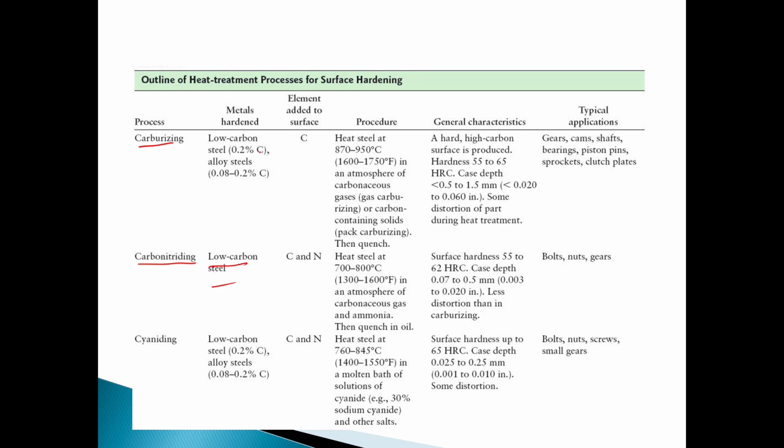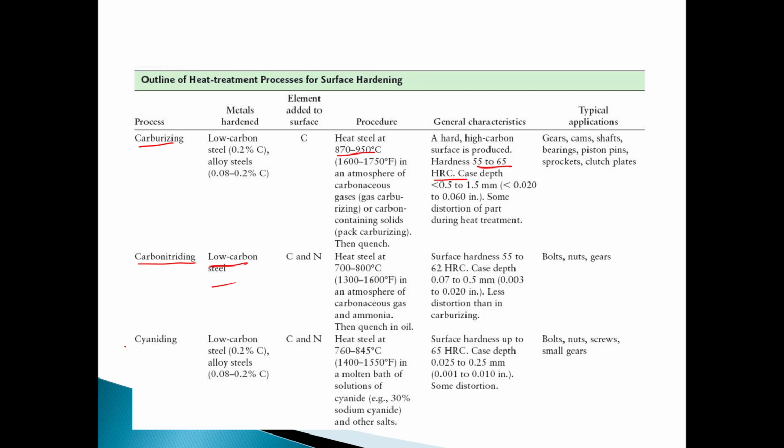Carburizing: heat steels at 870 to 950 degrees Celsius in an atmosphere of carbonaceous or carbon-containing solids. Characteristics are that a hard, high carbon surface is produced. Hardness is 55 to 65 HRC. Applications are gears, cams, shafts, bearings, piston pins, sprockets, clutch plates.